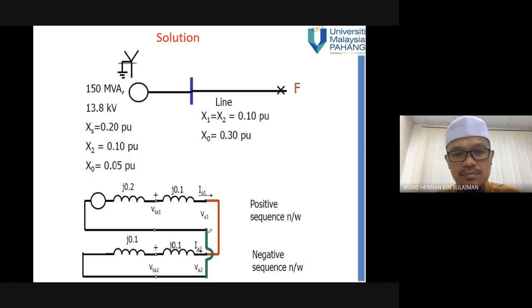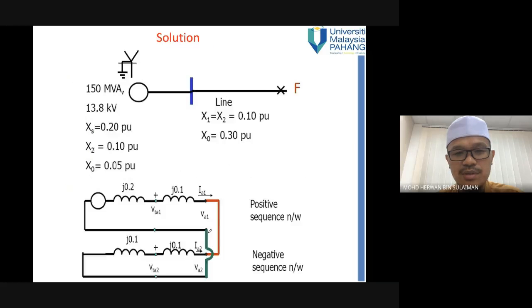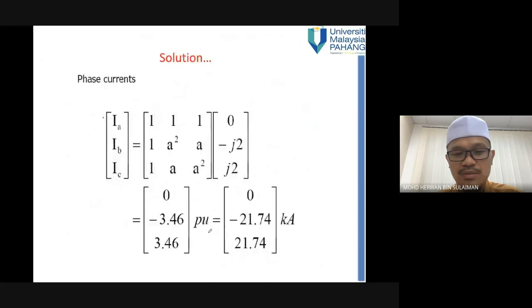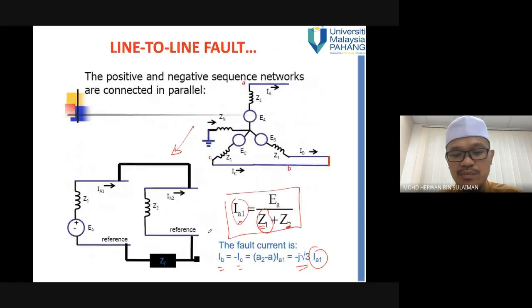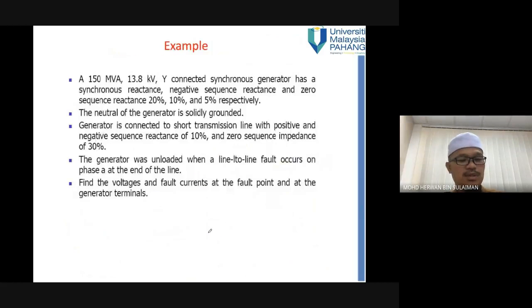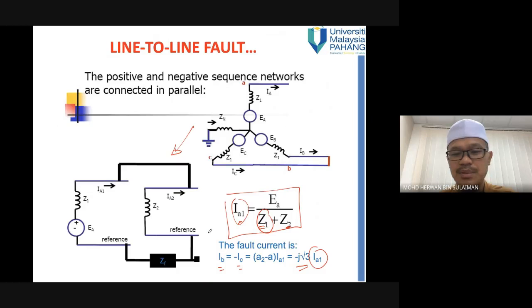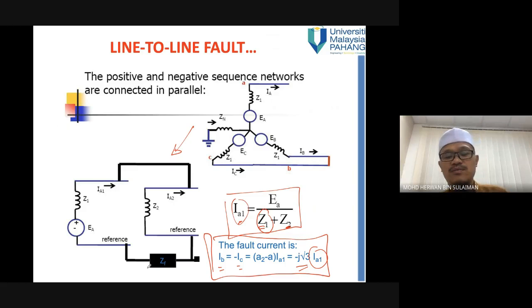I think this one we just keep. We go for the double line to ground fault, and then we come back for the example. Okay, actually I want to tell you that when you get a question, you also need to find Z0, Z1, Z2, and then when you want to calculate the fault, you just apply the equation. The equation is given in PSA. Okay, this is the fault current when the line to line fault happens.